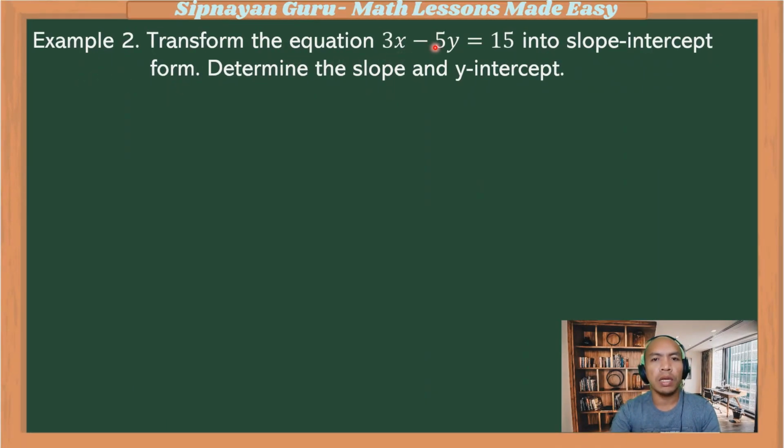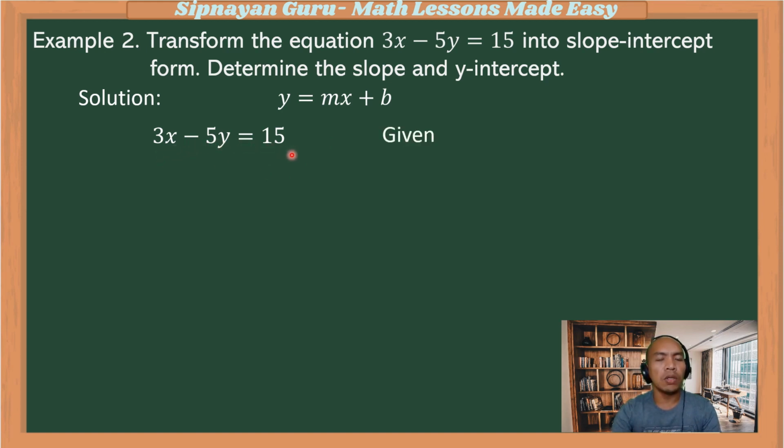Now let's have example number 2. Transform the equation 3x minus 5y equals 15 into slope-intercept form and determine the slope and the y-intercept. So the given is 3x minus 5y is equal to 15. Our goal is to rewrite the equation in such a way that only variable y will be left at the left side of the equation. By virtue of the addition property of equality, we can transpose 3x to the other side. We just copy negative 5y, and that is equal to negative 3x, copy positive 15.